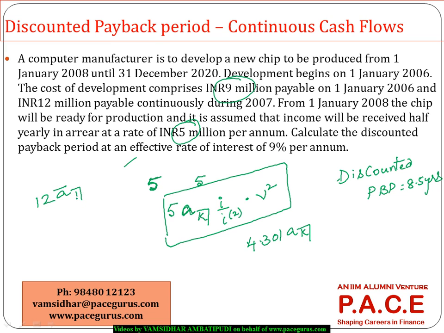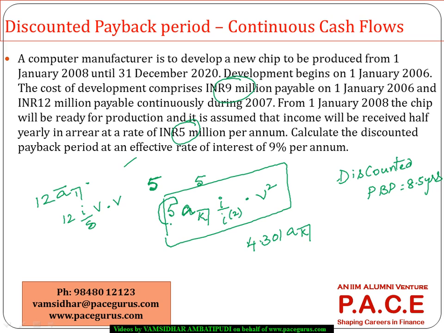right? This is my cash, but this would have been, if I'm considering it on a continuous basis, this A bar 1 is nothing but I by delta into V, and because this is for 2007 and I need to find out the present value as of 2006, I'm discounting it again by another V, bringing it to this value. So this is giving me the total present value of all the cash outflows.